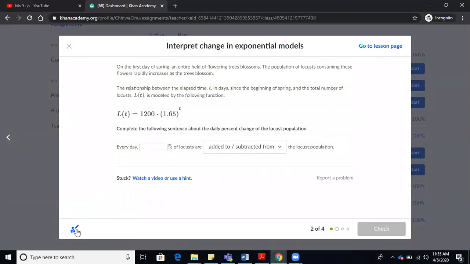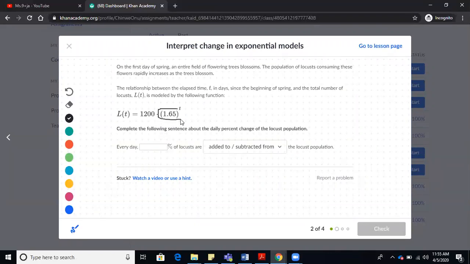Okay, this one has percents. If you're going to remember for interpreting change, you always want to look at this B part, okay? So we have t is in days. This is important to note. It said the last time t is in days. So this is going by t in days, and it's changing by 1.65 every 1 day. And now we have to change that into percents. To change it into percents, you're going to subtract 1 from 1.65 and then multiply that by 100. And that's how you get it.